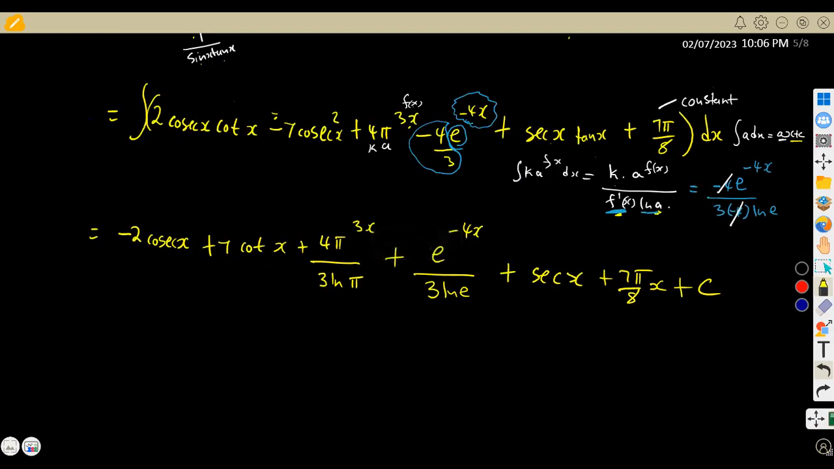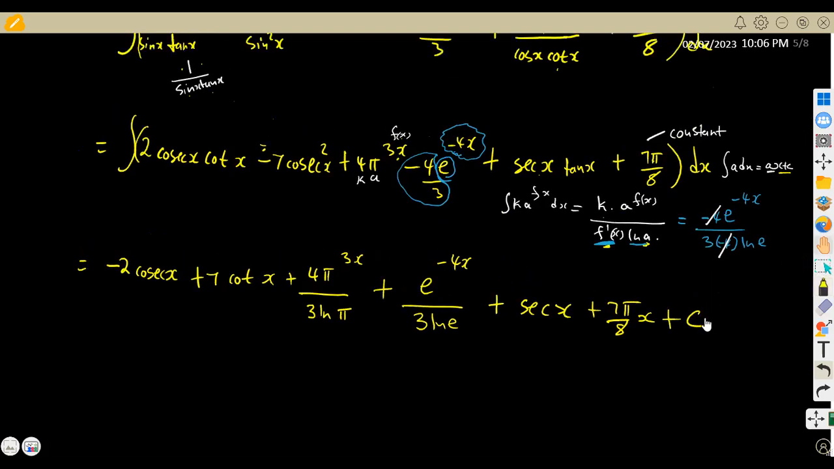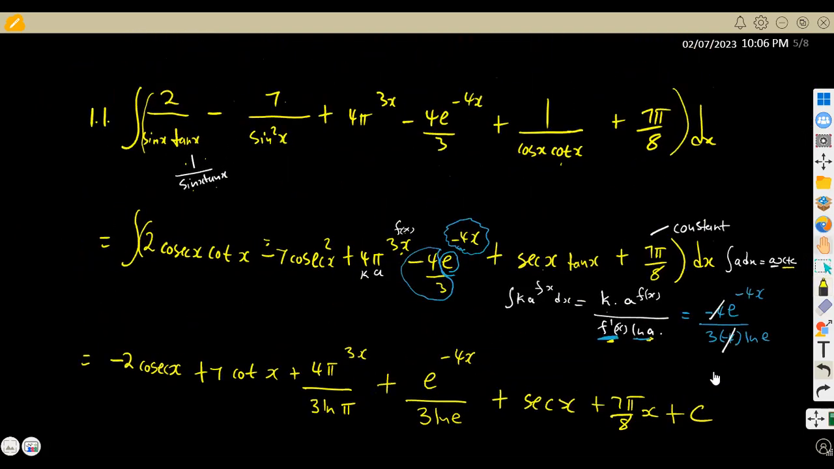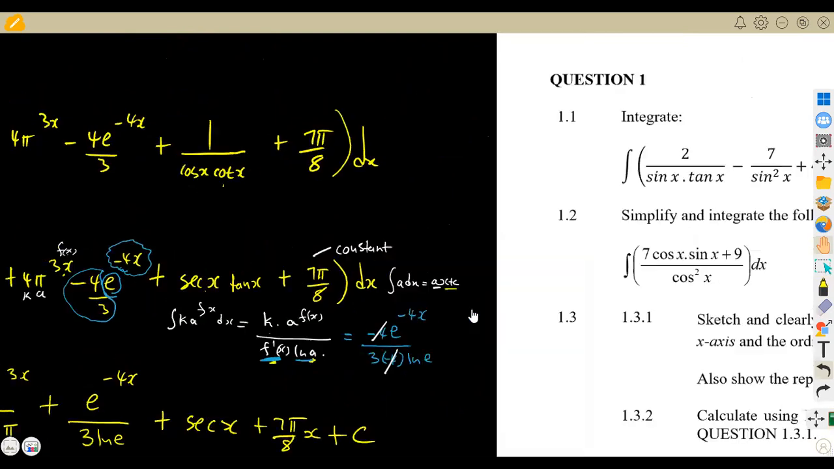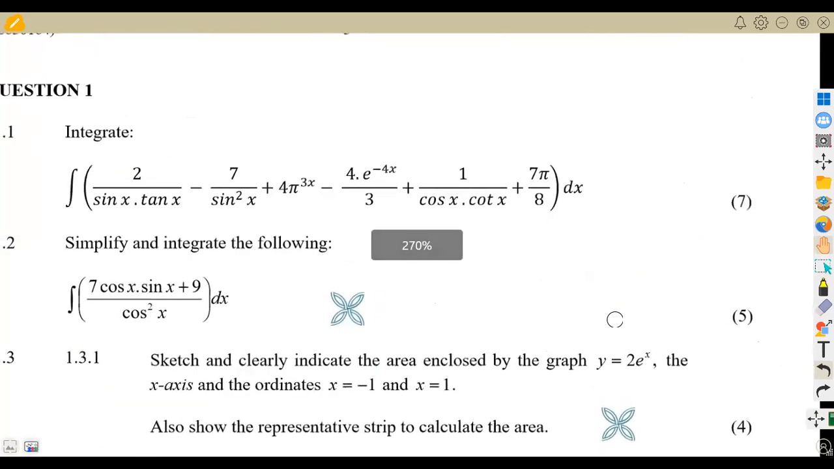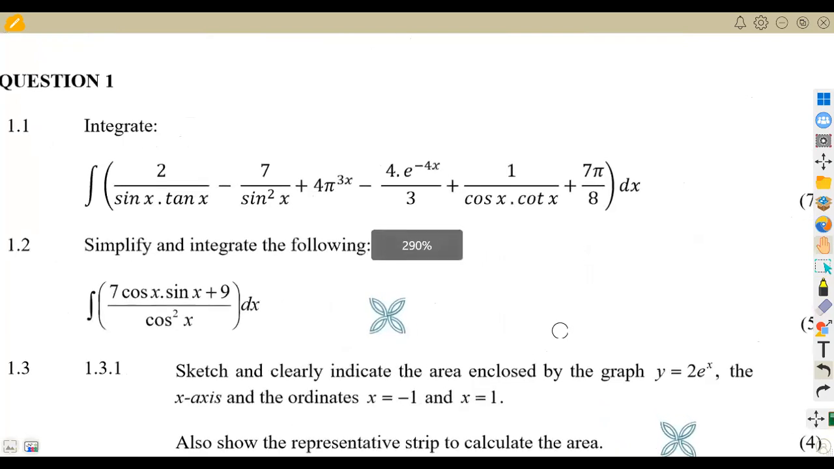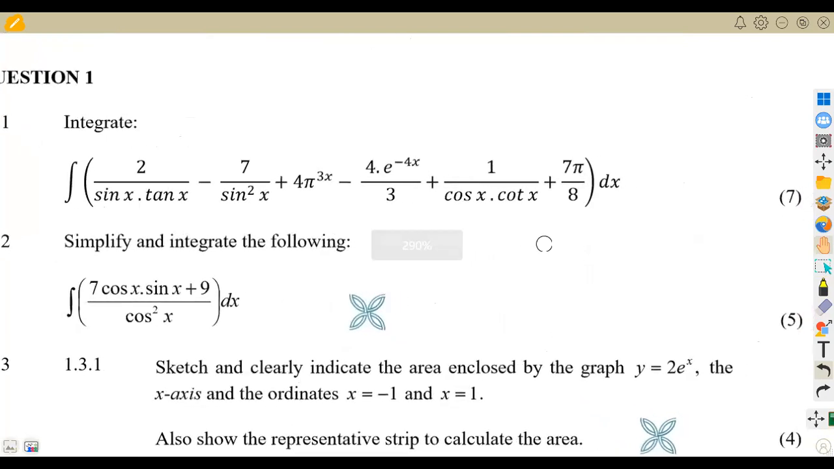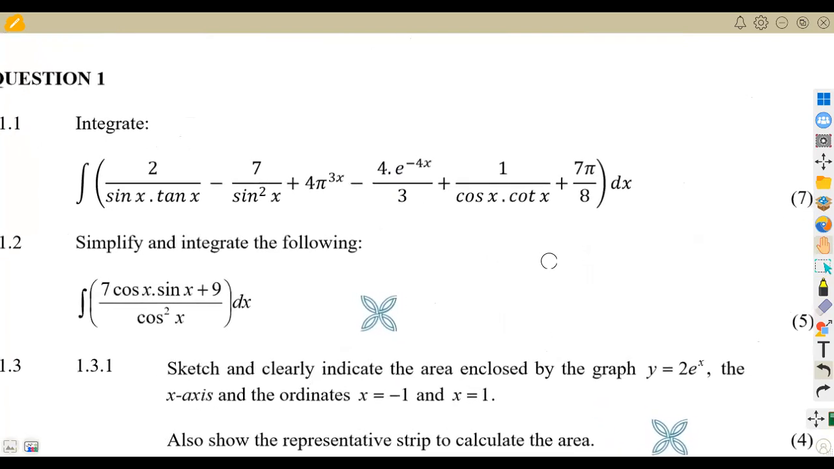I just hope we saw the stages properly that we are supposed to apply in order to obtain the final answer that we have here. Okay, so that was question 1.1 on integration. We move on to question 1.2 with 5 marks. Simplify and integrate. So take note, it's simplify, then after simplifying, integrate.